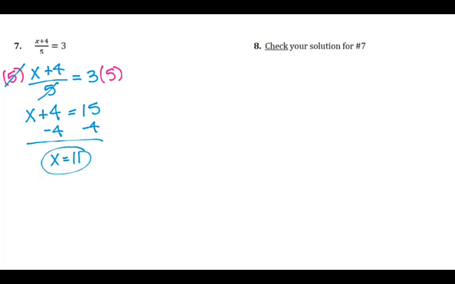Now, number 8 tells me to check my solution for number 7, so I'm going to go ahead and rewrite the problem. It was x plus 4 divided by 5 equals 3. And wherever I see my x, I'm going to replace it with what I think is the solution, which in this case is 11. So I have 11 plus 4 divided by 5 equals 3.